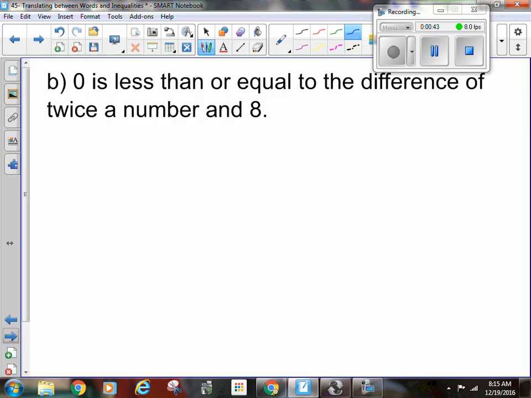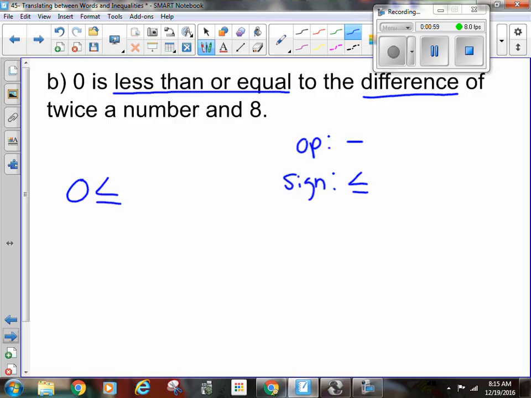0 is less than or equal to the difference of twice a number and 8. So our operation is going to be subtraction, and our sign is less than or equal to. Okay, so 0 is less than or equal to the difference of twice a number. Twice means it's going to be 2 times n or x, and 8.